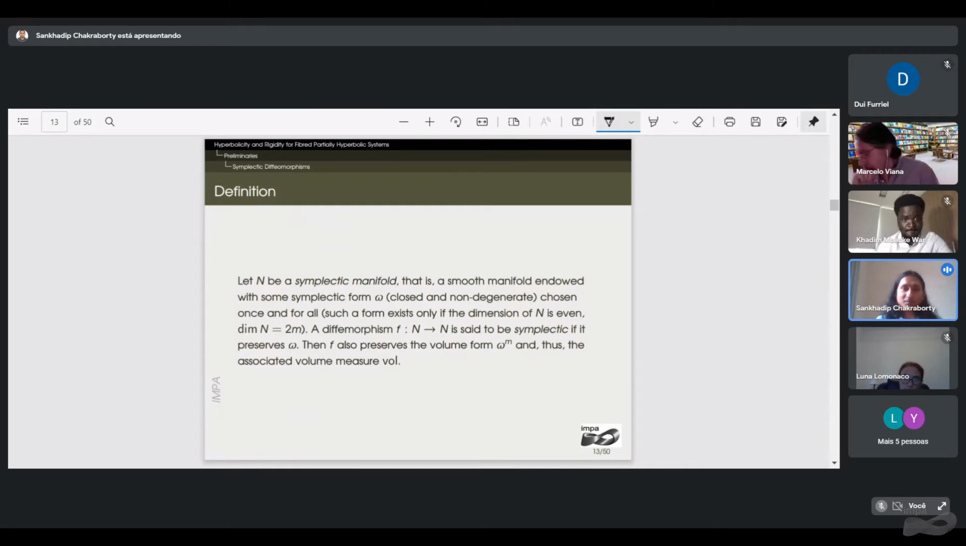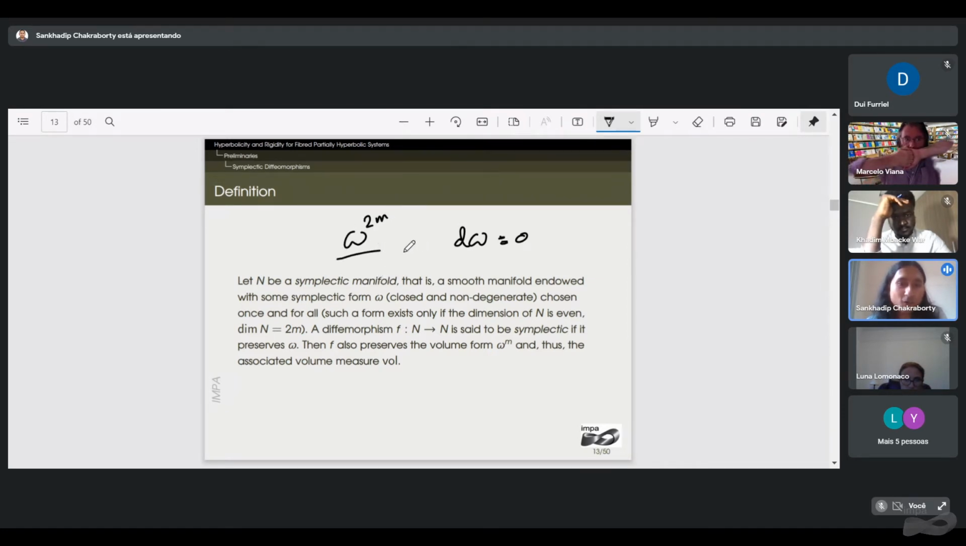Now we go to symplectic diffeomorphisms. So given an even dimensional manifold N, in fact, we say omega is a symplectic form if it's closed, which means d omega is 0, and non-degenerate. Okay, and it's clear that this can only exist on even dimensional manifolds. And a diffeomorphism is said to be symplectic if it preserves this symplectic form. And if the dimension of N is 2m, then omega to the power m is clearly a volume form. And if f preserves omega, then f has to preserve omega to the power m as well, so that it's volume preserving.